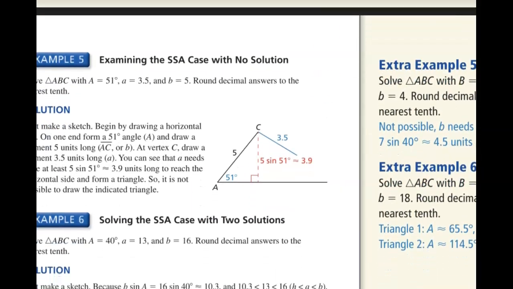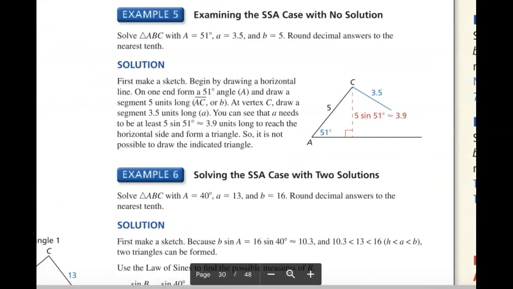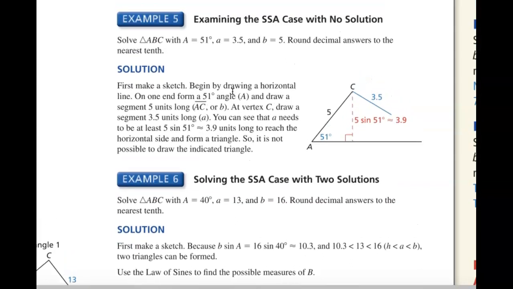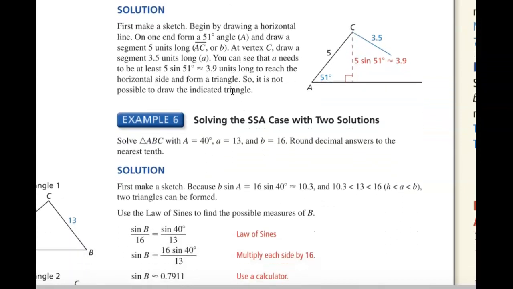Then we have the possibility of no solution. So this is example 5. This is a side-side angle case with no solution. And so when you try to solve this using law of sines in your calculator, it shows you an error. And if it shows you an error, it's because you get a sine value for an angle that cannot exist. Okay, so that's really the easiest one.